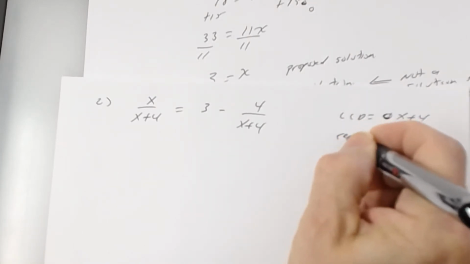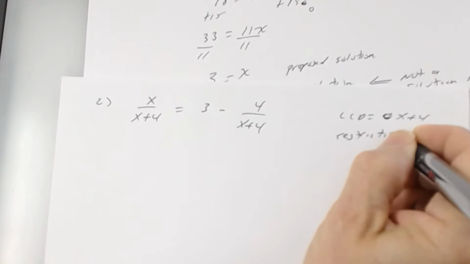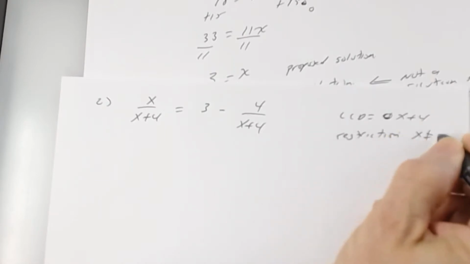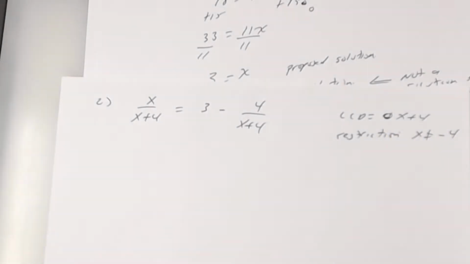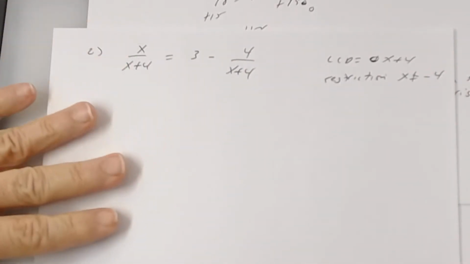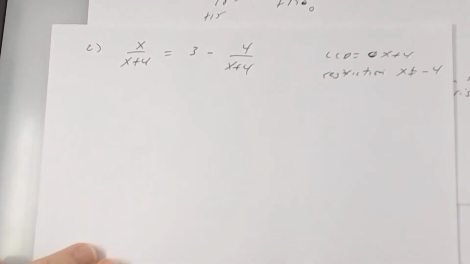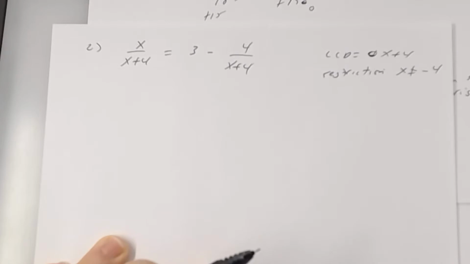Now let's talk about the restrictions. What are the restrictions? X cannot equal what? Negative 4, because negative 4 plus 4 is 0. All right, so if I solve this equation and I end up with x equal negative 4, x equal negative 4 is called what kind of solution now?